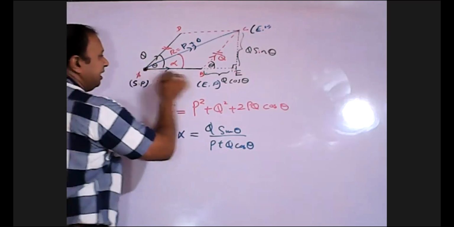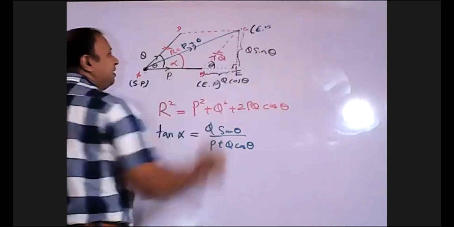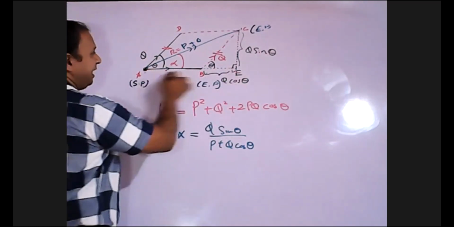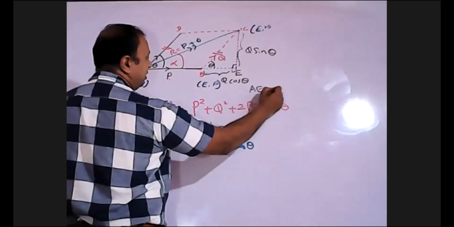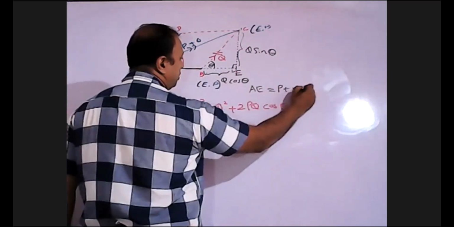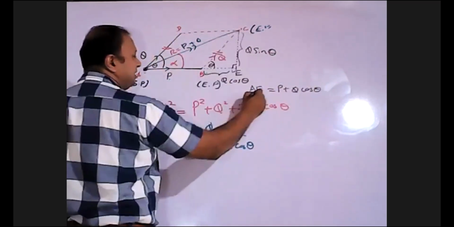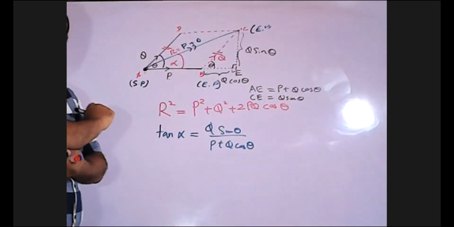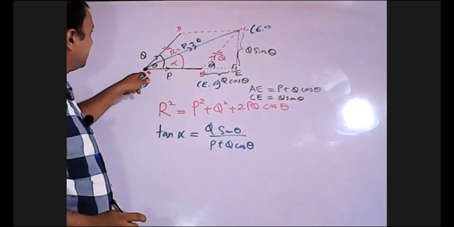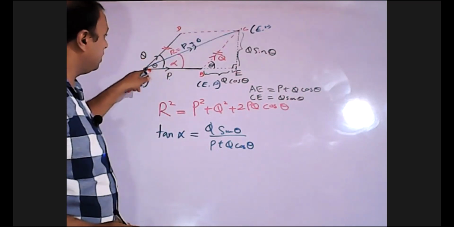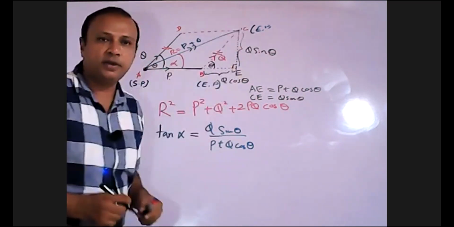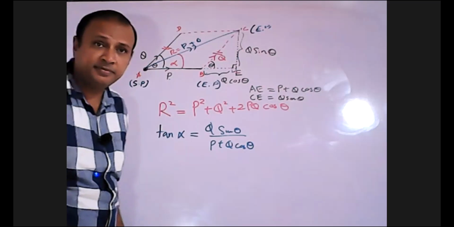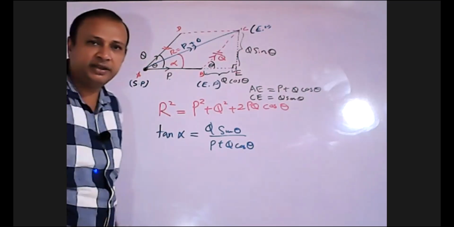Then you can consider the AEC right angle triangle. From the AEC right angle triangle, AE is equal to P plus Q cos theta, and EC is equal to Q sin theta. Then AC squared should be equal to AE squared plus EC squared. That one is proven. Did you get that?